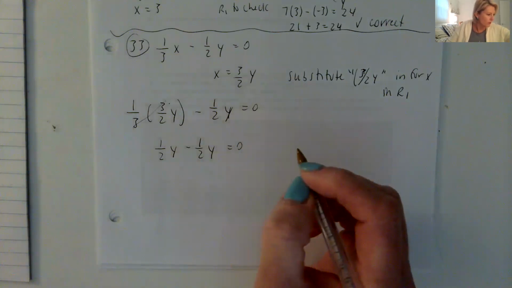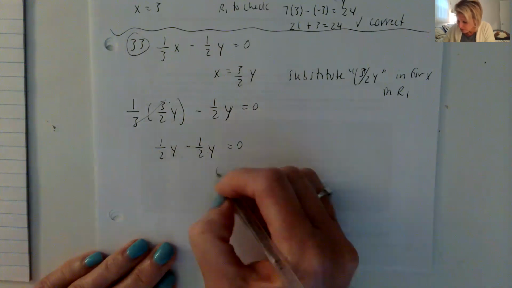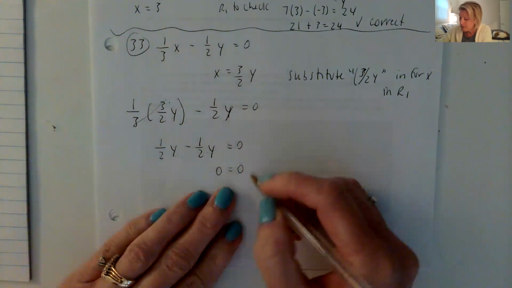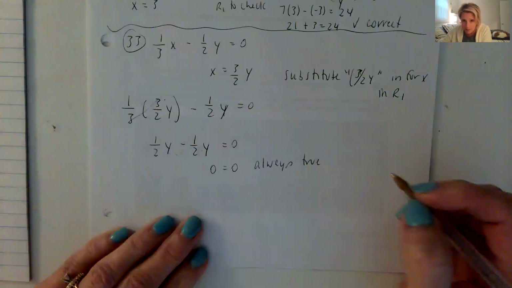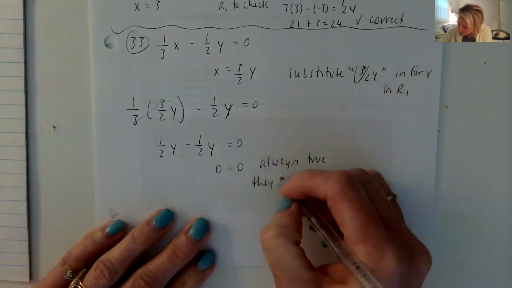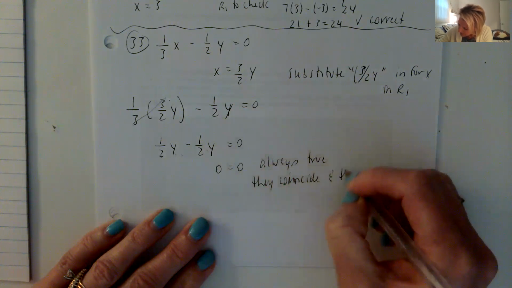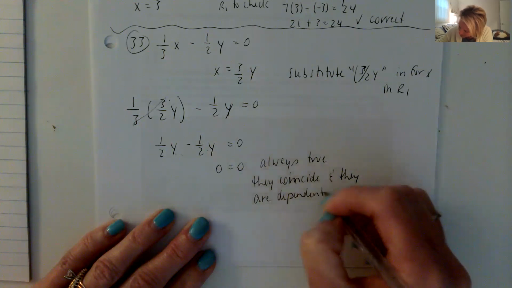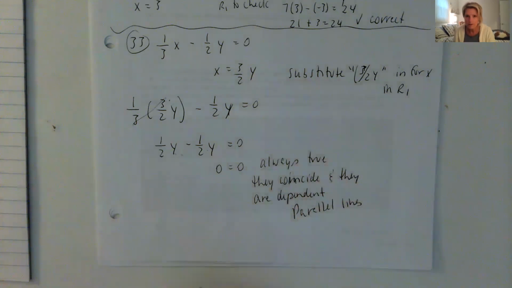Okay, this is kind of cool, because 1/2 y minus 1/2 y gives me 0. So 0 equals 0 is always true, right? So that's a cool situation. This means they coincide. And they are dependent. It means they're parallel lines. How cool. So that's what you have to tell me, that they coincide and that they're parallel lines.